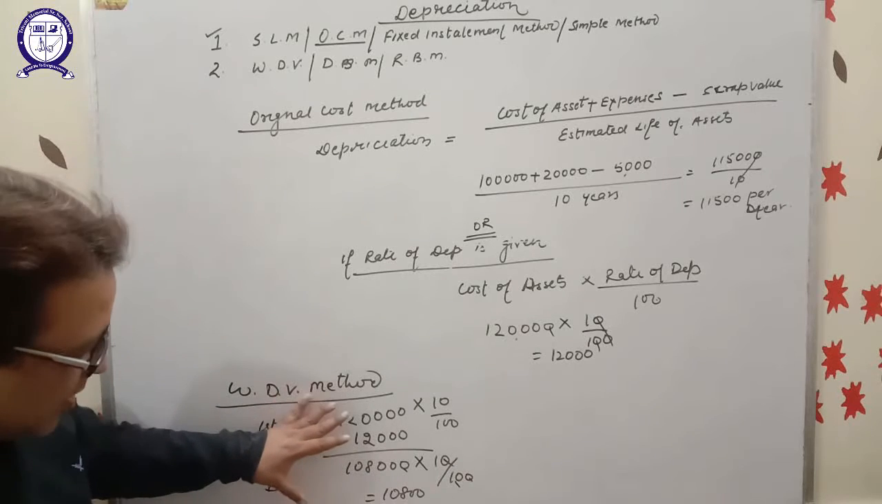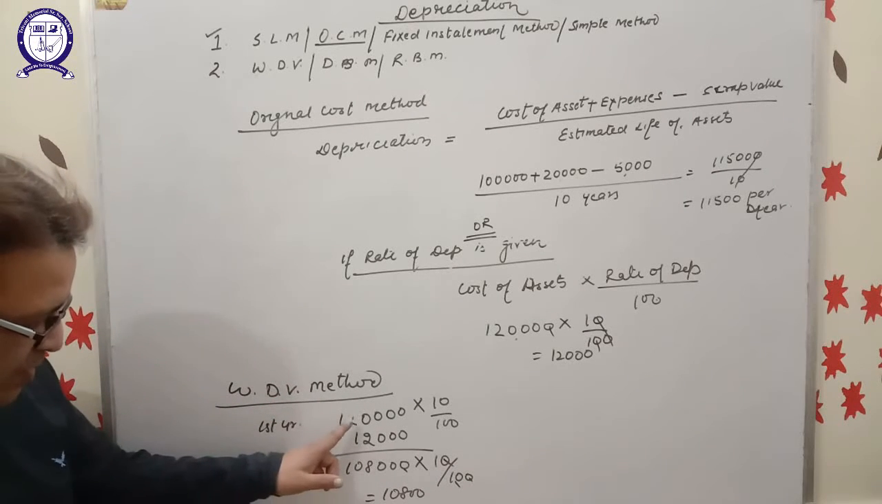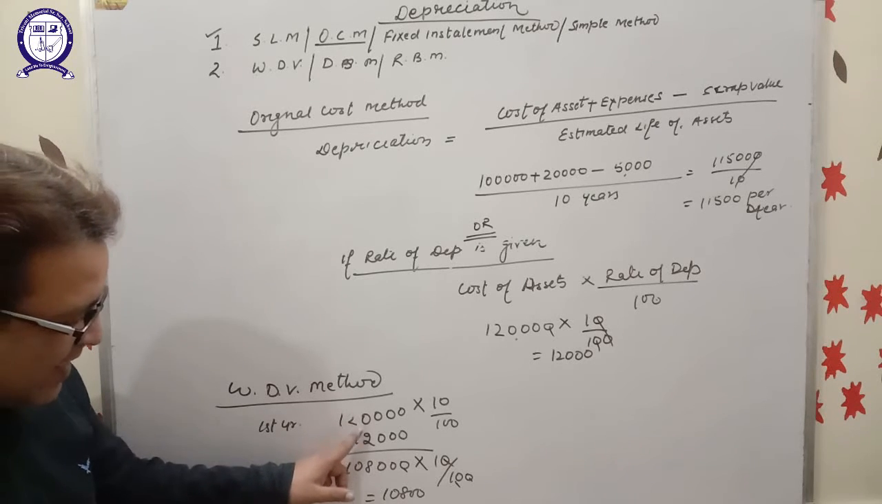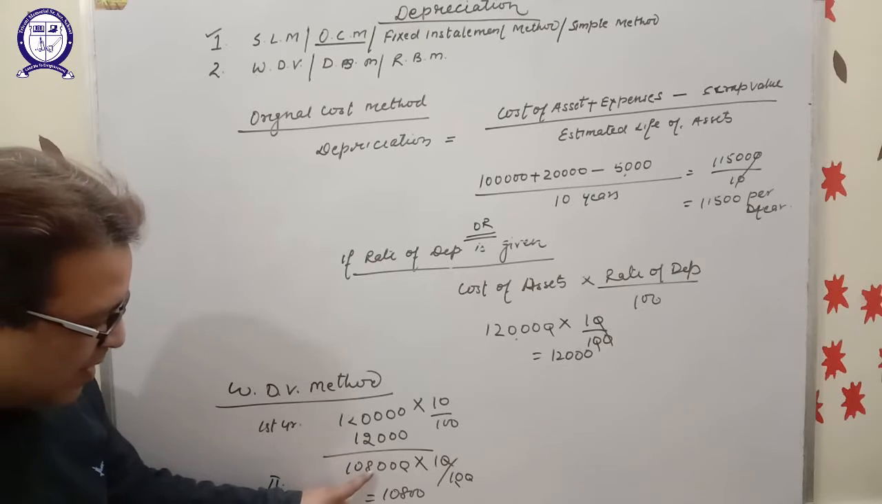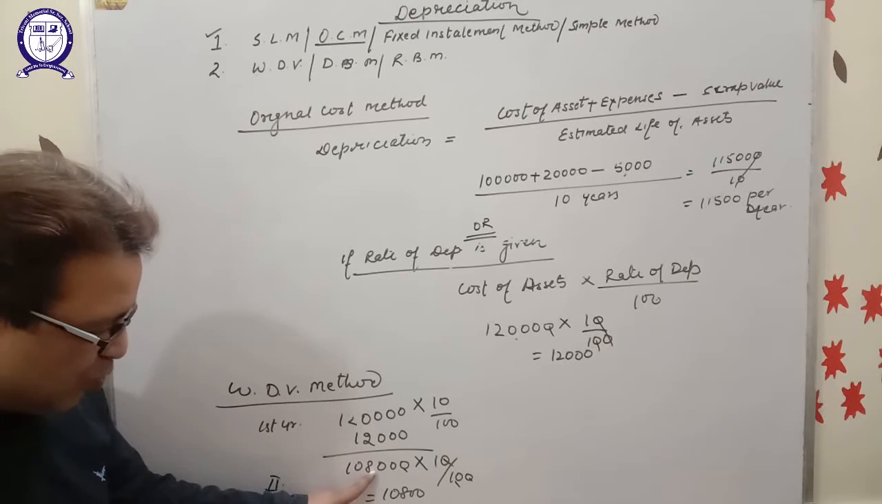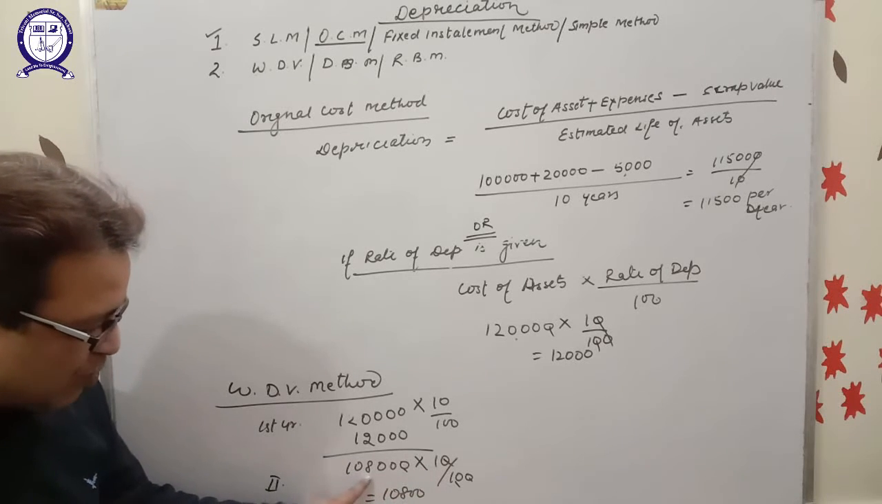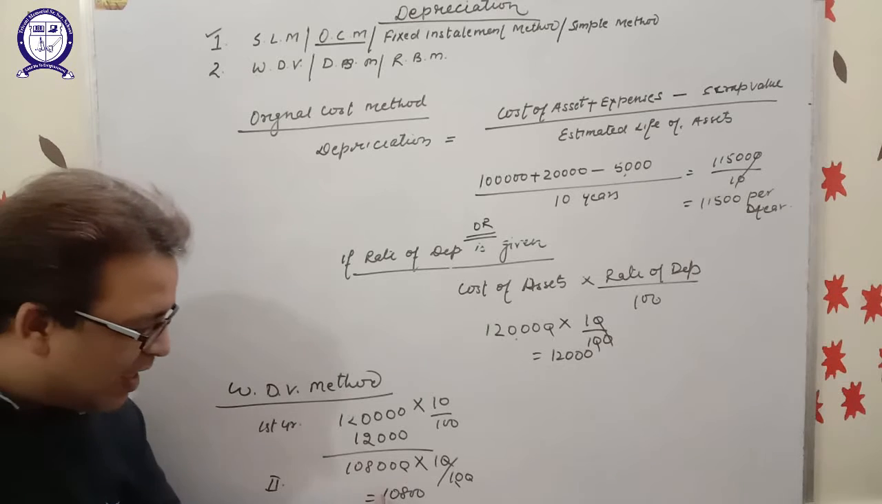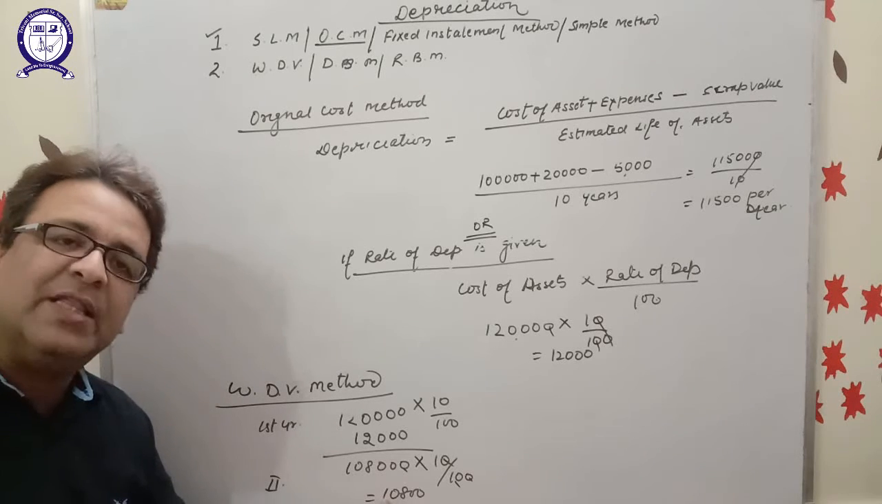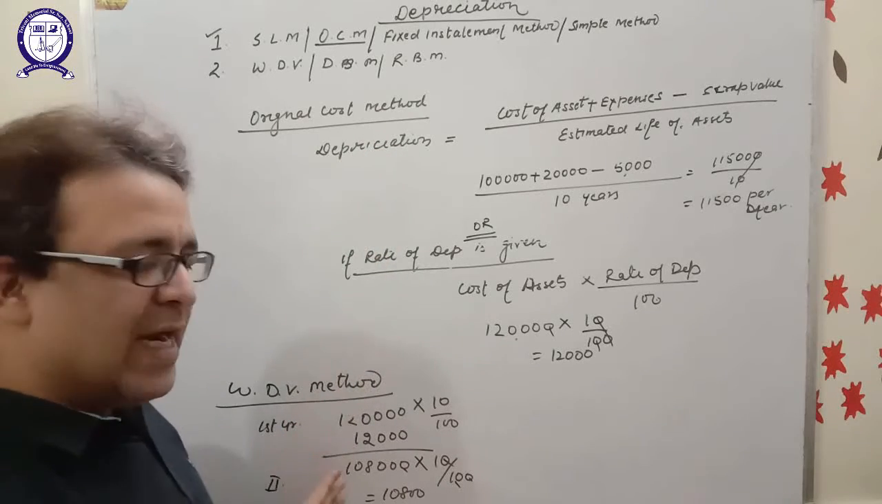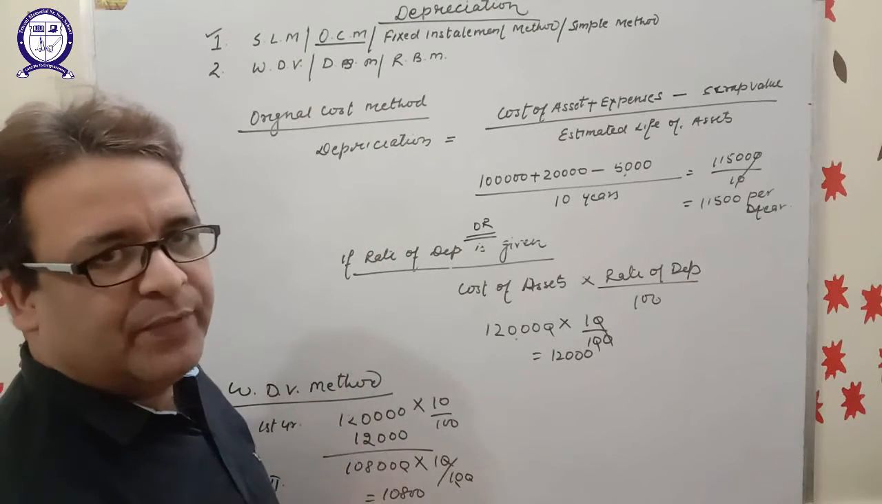But in written down value method, 10% of 1,20,000, first year 12,000 will be charged, but in the next year, because the value of the machinery is reduced, the reducing balance is 1,08,000. In second year, 10% of 1,08,000 will be charged. So depreciation will also be reduced to 10,800. So this is the difference between original cost and written down value method.